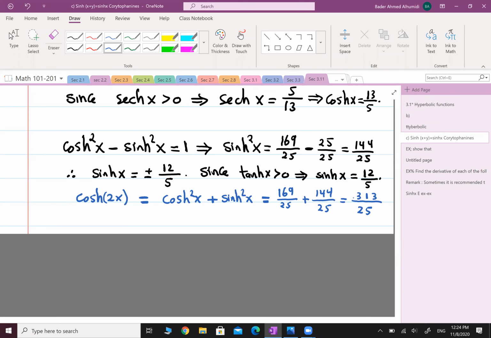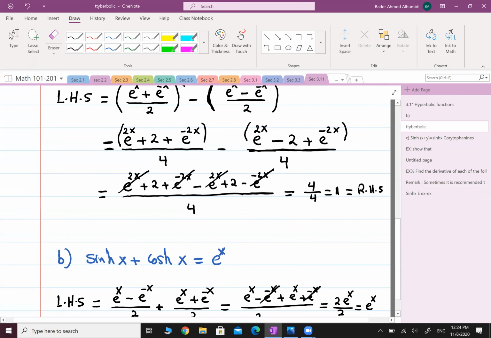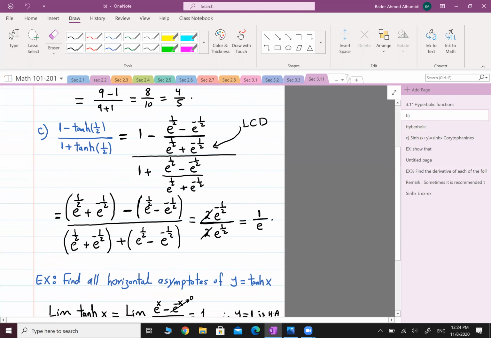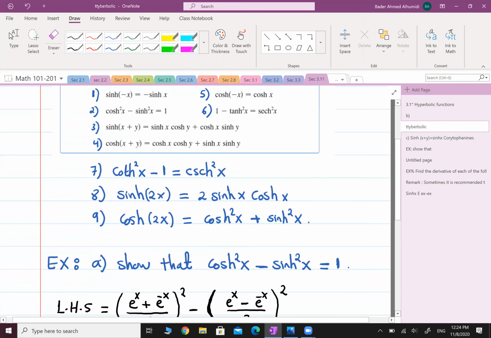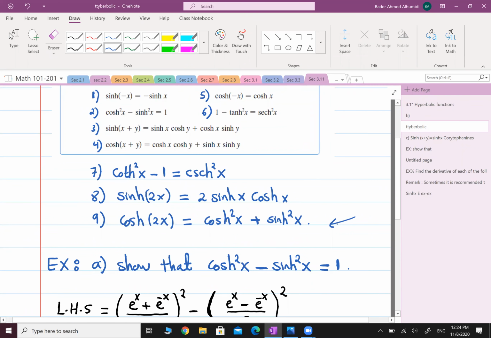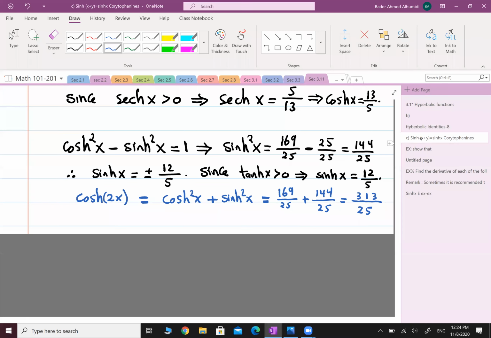From where do I get this? I go back to the identities we have. The identities I have are here. Okay, let me see. I think we have it here. So I get it from this identity here: cosine 2x hyperbolic is equal to cosine hyperbolic squared plus sine hyperbolic squared of x.